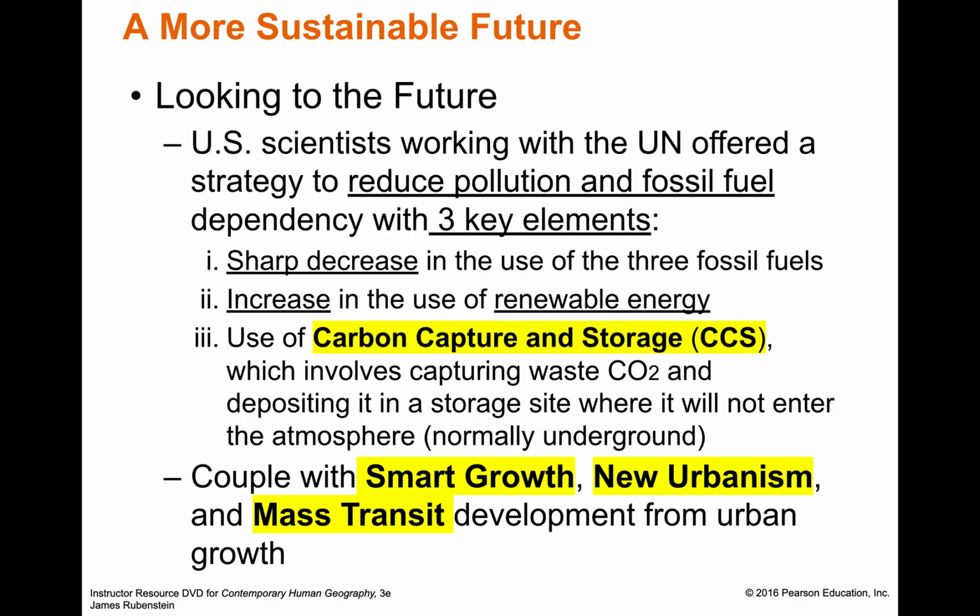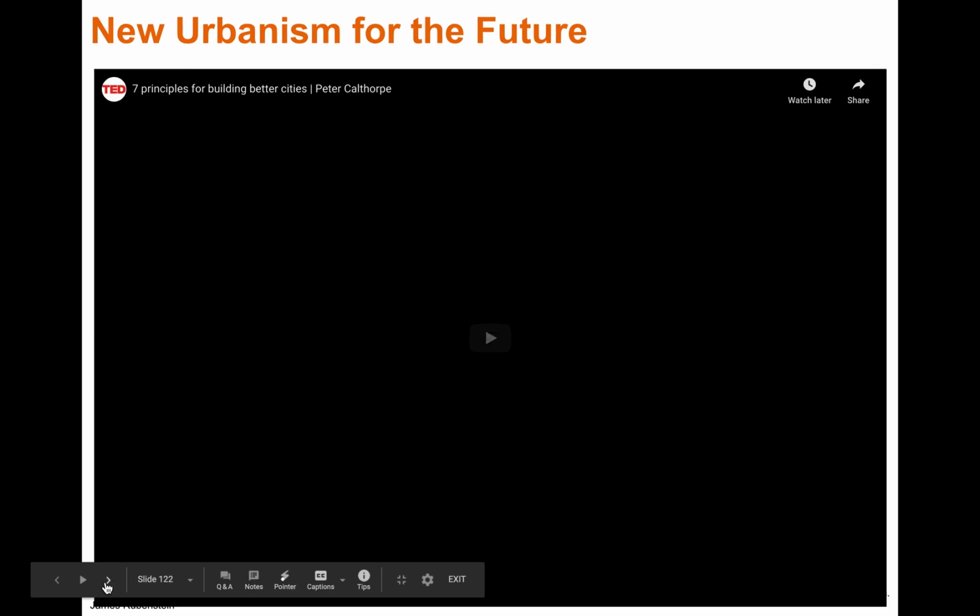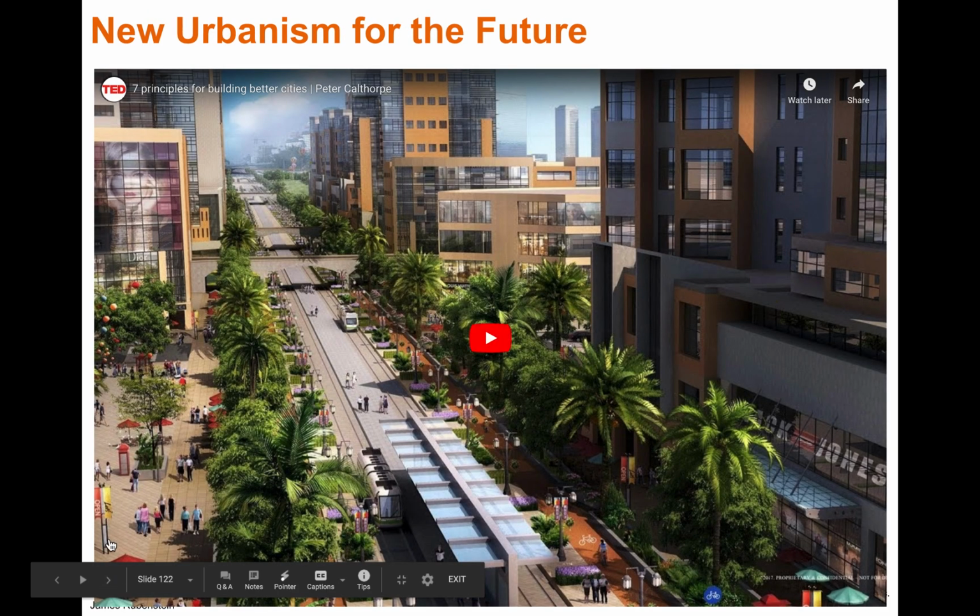We can couple this with other urban sustainable development strategies we talked about, with smart growth and new urbanism and mass transit, and the mixed economic developments of new urbanism, planting more trees, more dense populations living together. A lot of those strategies coupled with these United Nations strategies. Again, this is a great video looking at new urbanism.